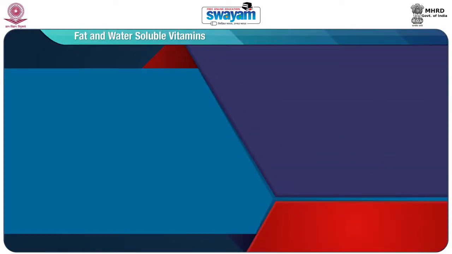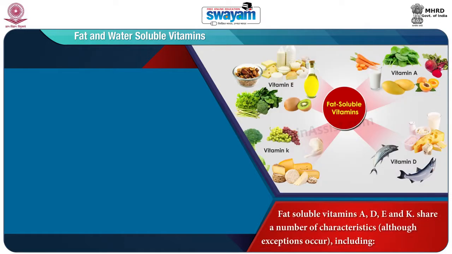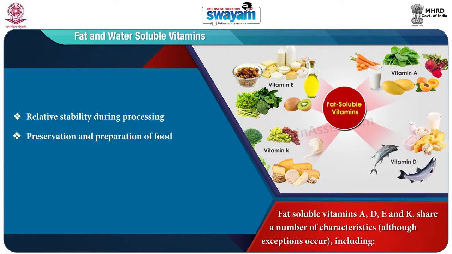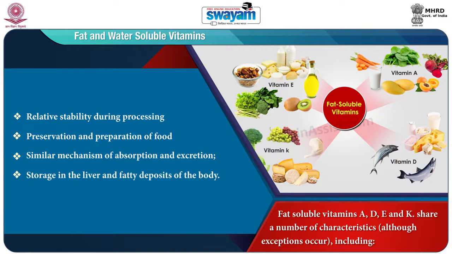Vitamins are divided into two categories: fat soluble and water soluble. Fat soluble vitamins include vitamin A, D, E and K. They share a number of characteristics, although exceptions occur, including relative stability during processing, preservation and preparation of food, similar mechanism of absorption and excretion, and storage in the liver and fatty deposits of the body.